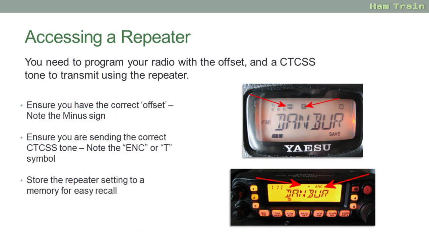As we mentioned earlier, it's important to program up your radio so that it transmits the correct tone and also transmits on the correct frequency. When you press the push to talk button to transmit, it should switch to the transmit frequency. That's the frequency that the repeater's listening to. When you release the push to talk, it should go back to the receive frequency so that it can hear the response from the repeater. Let's take a look at a few screenshots of this in action.